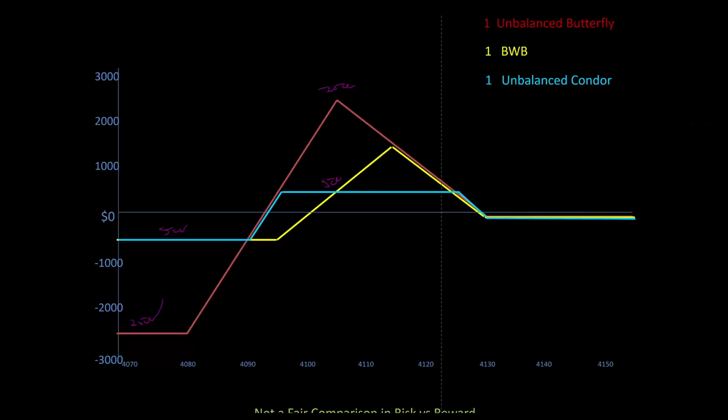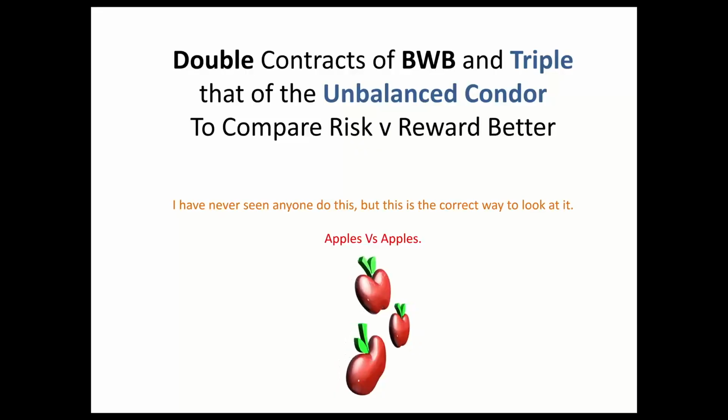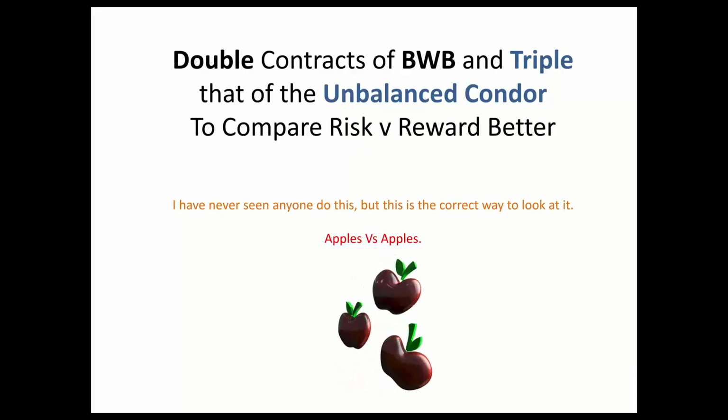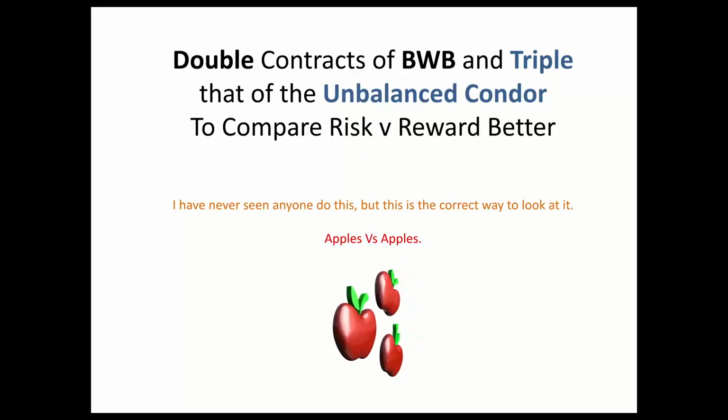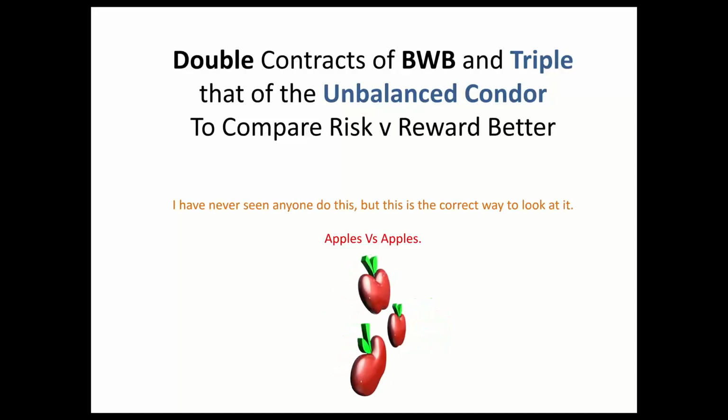It's not a fair comparison. So I changed things up a little bit. So what if we do this instead? What if we double the contracts at a BWB, make it 2 BWBs, 3 unbalanced condors, compared to the unbalanced butterfly that's really wide?